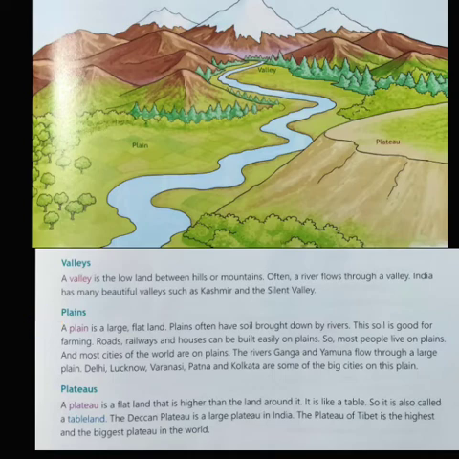Okay, our next landform is plateau. A plateau is a flat land that is higher than the land around it. It is like a table, so it is also called a tableland. The Deccan Plateau is a large plateau in India. Alright, have you got this point?